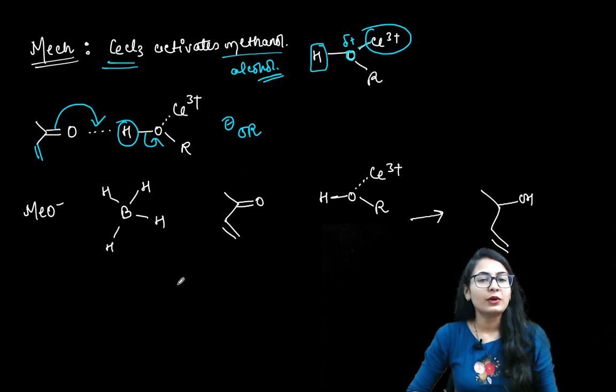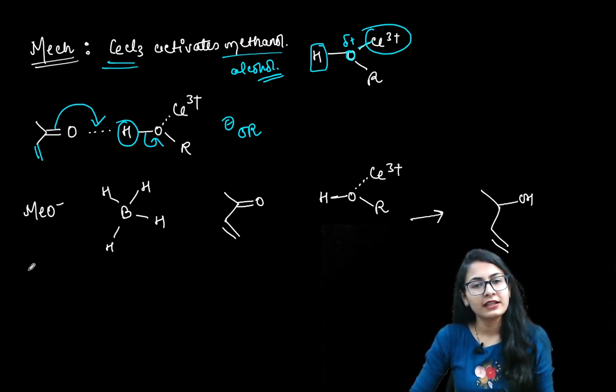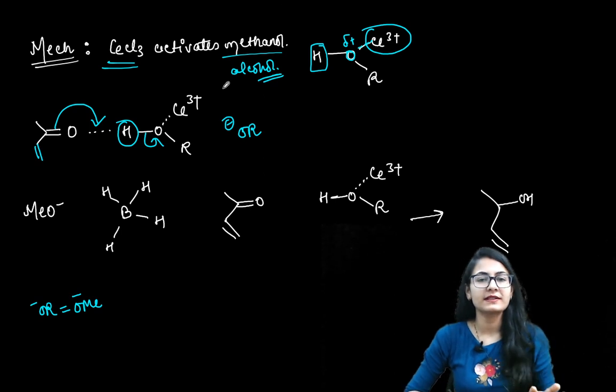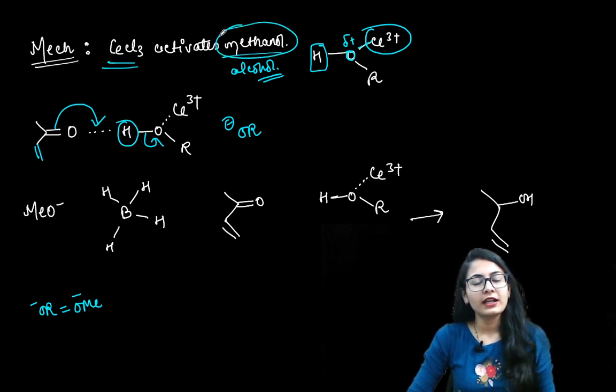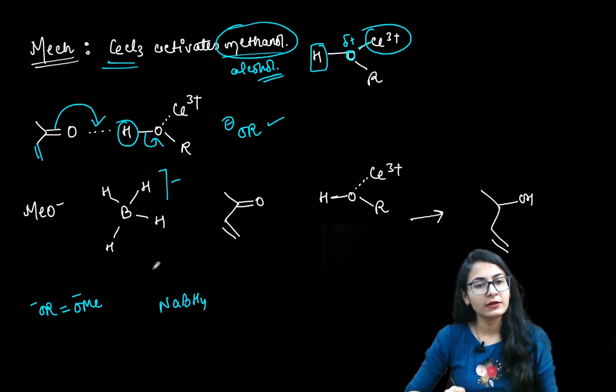Alright, so what do we do in the next step? Let's say I have taken the OR to be methoxy, or basically methanol. So what happens is the methanol, which just got formed over here, is going to catalyze the reaction in this way. You have a sodium borohydride, NaBH4. I'm looking at the borohydride part of the NaBH4, and this is how the reaction proceeds.